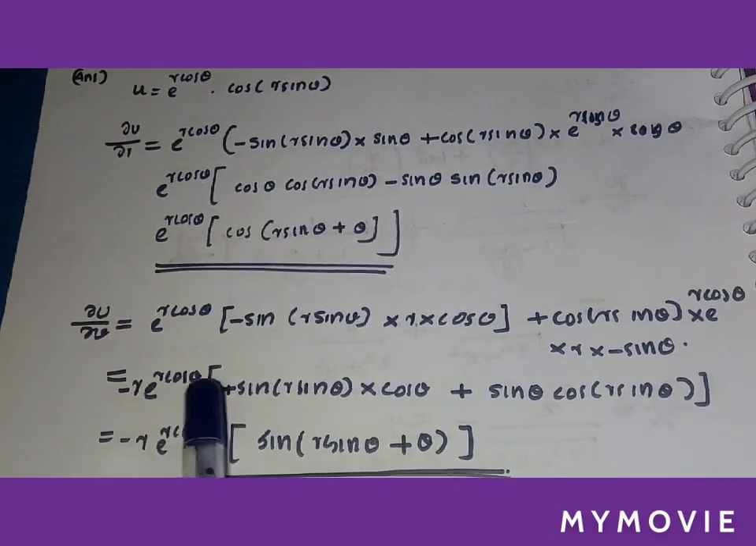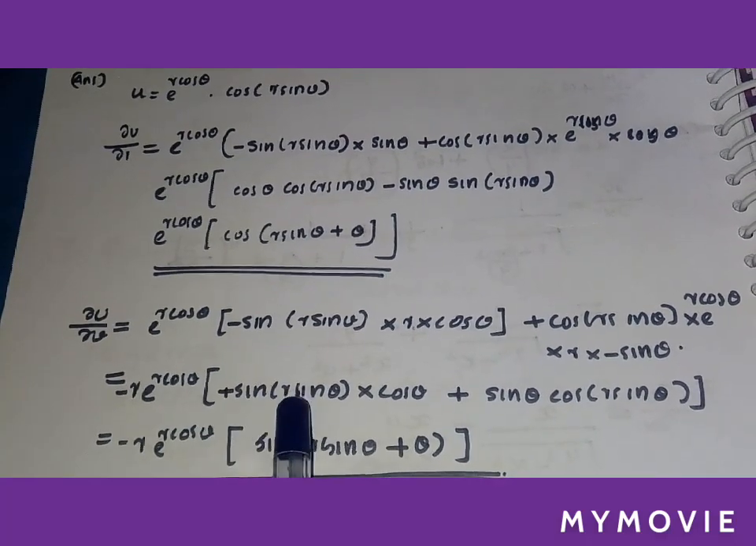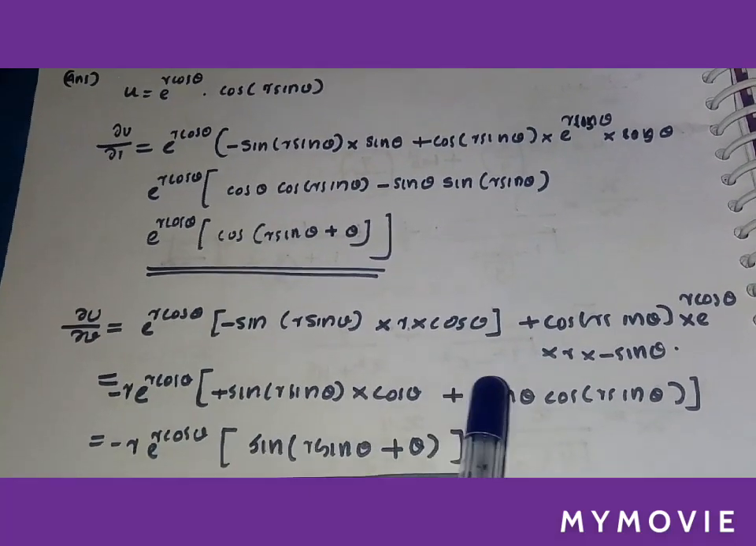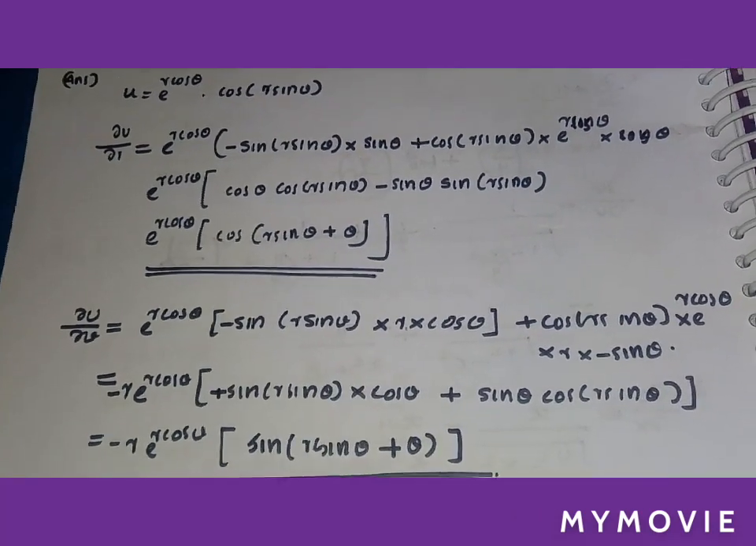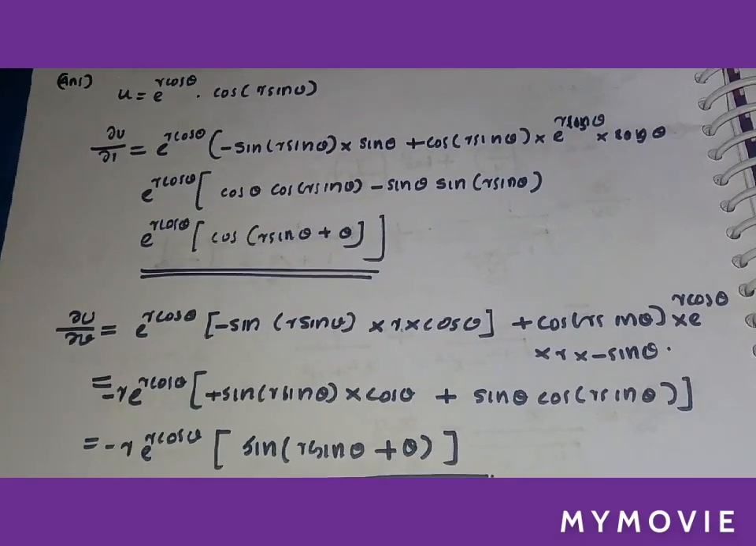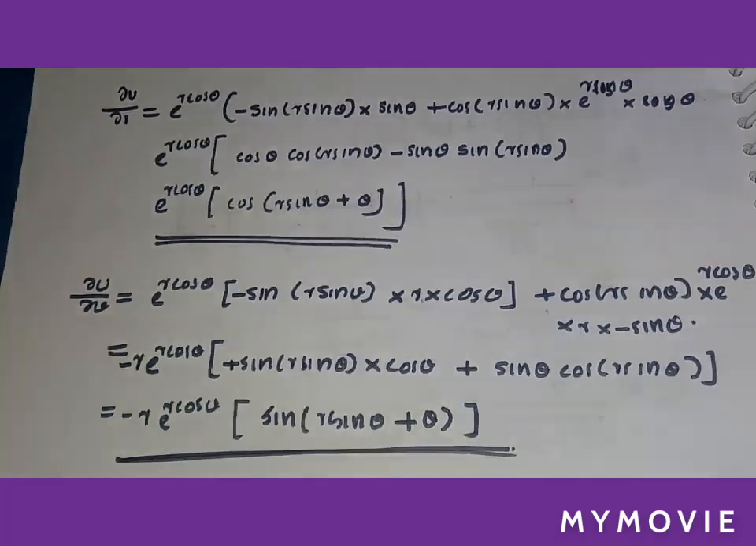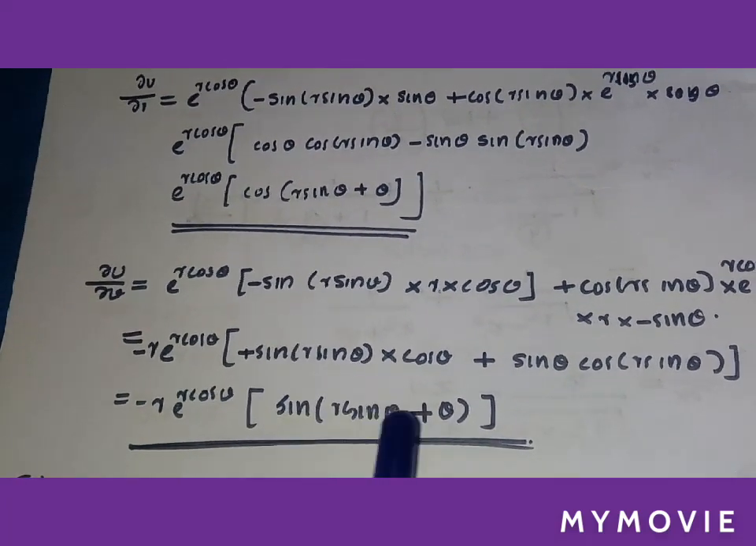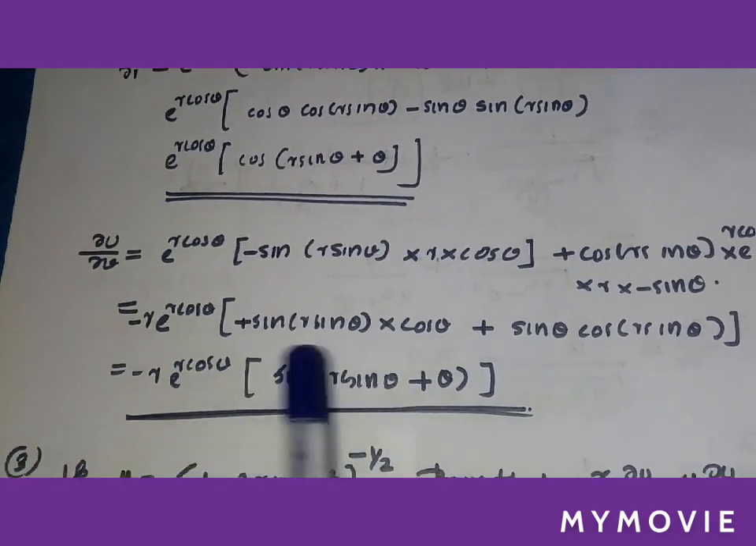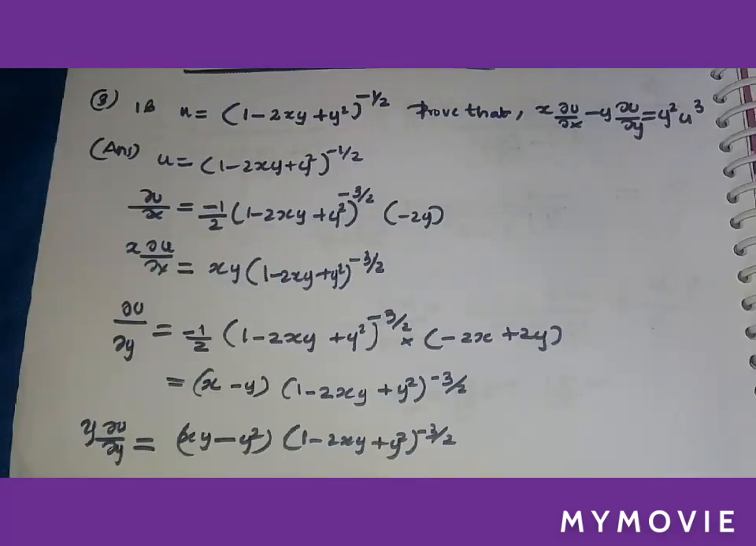minus r into e raised to r cos θ into [sin of r sin θ into cos θ plus sin θ cos of r sin θ], that is sin x cos y plus cos x sin y, that is sin of (x plus y). So minus r into e raised to r cos θ into sin of (r sin θ plus θ). So this is the answer for this question.